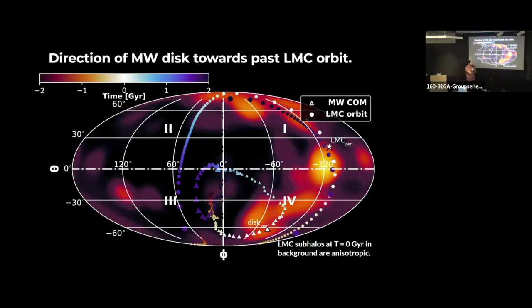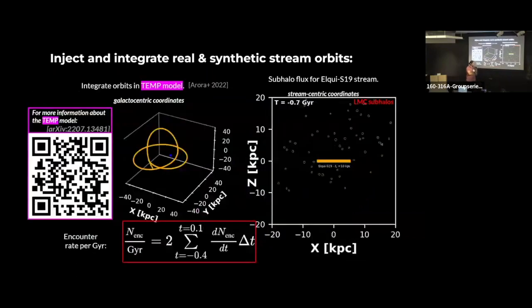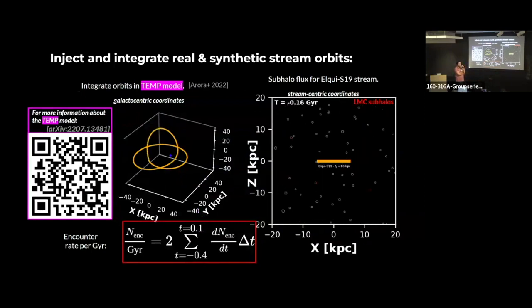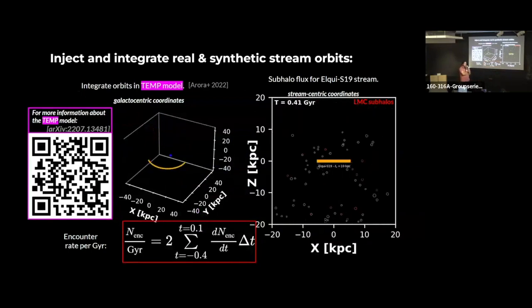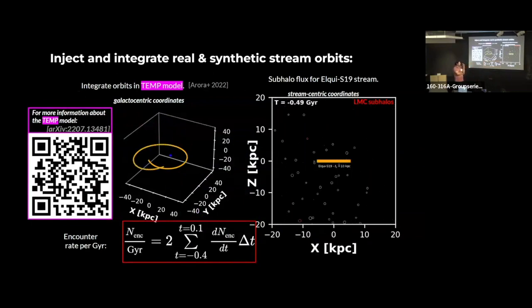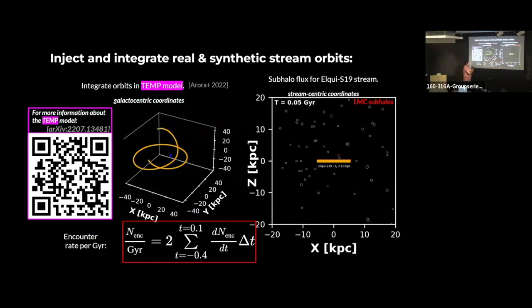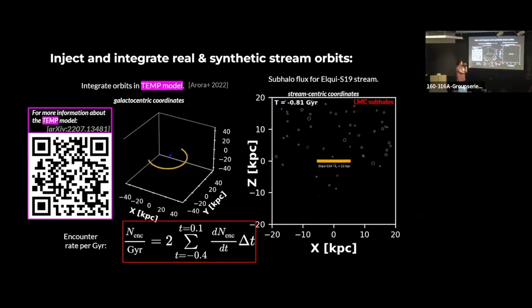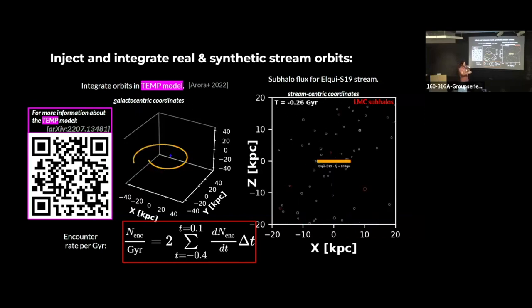What we do next is inject about 5,000 stellar streams, and also the real streams from the galstreams package, into our simulation and integrate their orbits in this time-dependent potential model constructed with AGAMA. Using that simple analytical approach, but now with these anisotropies, we can simply count the encounter rates as a function of a stream's distance, its position, and its other phase-space velocities.